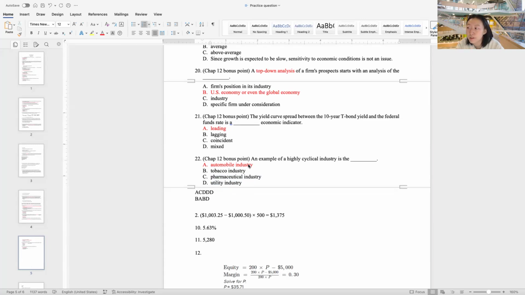When consumers have more budget, they spend more on discretionary goods. If it's staples, people have to spend the same budget on buying food. Those are relatively stable and not going to fluctuate with the cycle of the economy. But discretionary products like cars will be a highly cyclical industry. All right, so that is it for the practice questions.